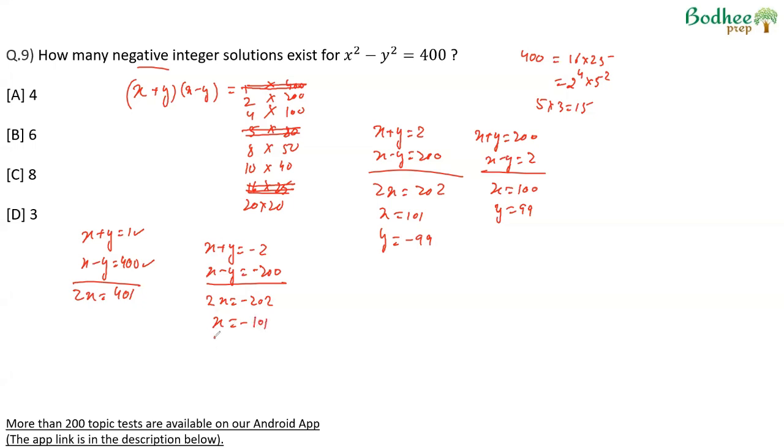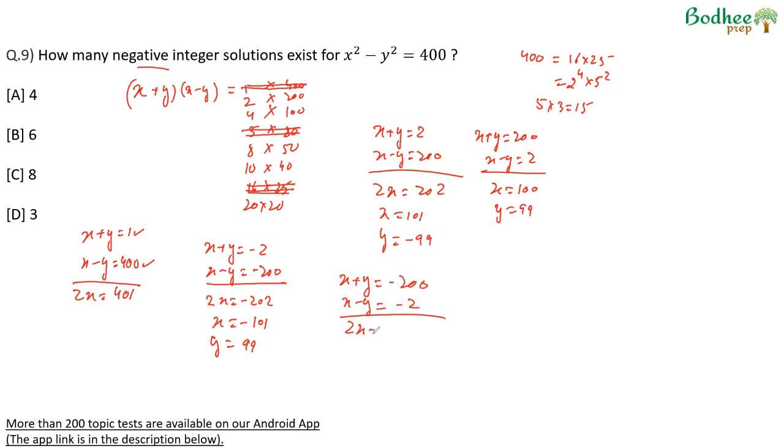If you put minus 10, y will come out to 99. Again, one is positive, one is negative. So the only possibilities are that x plus y is a higher negative value, and x minus y is a smaller negative value. Or in terms of magnitude, x plus y should be larger, x minus y should be smaller, and both should be negative.